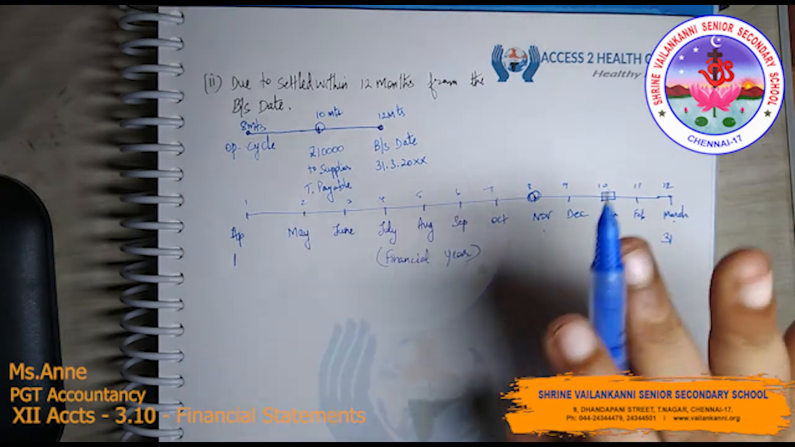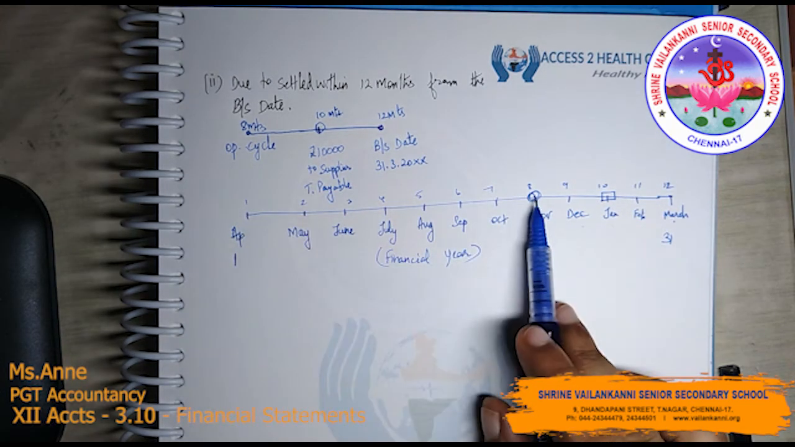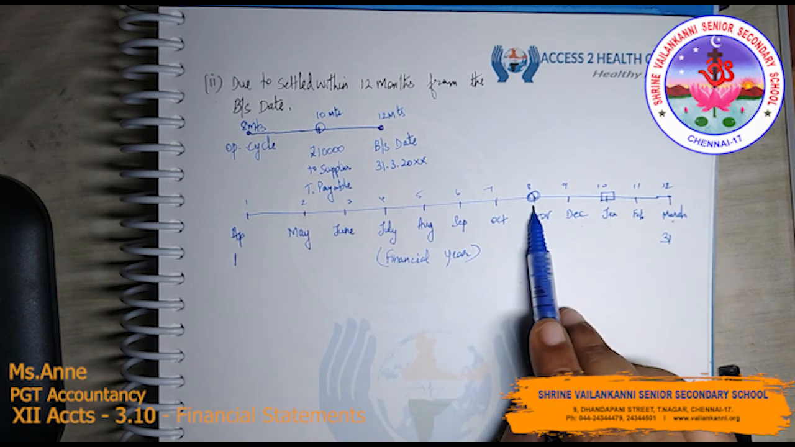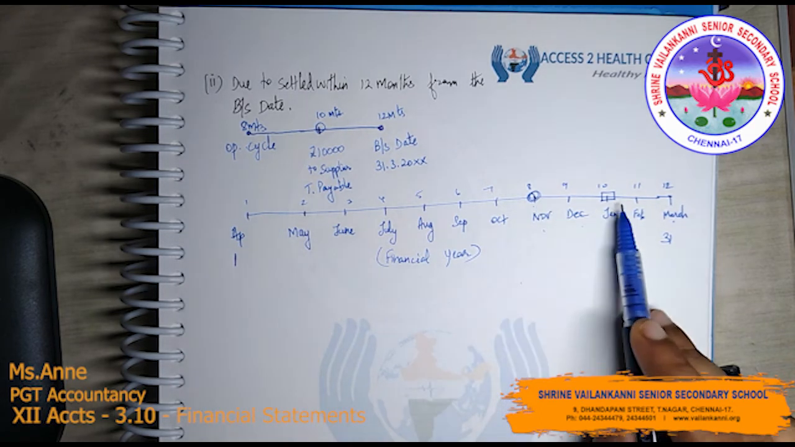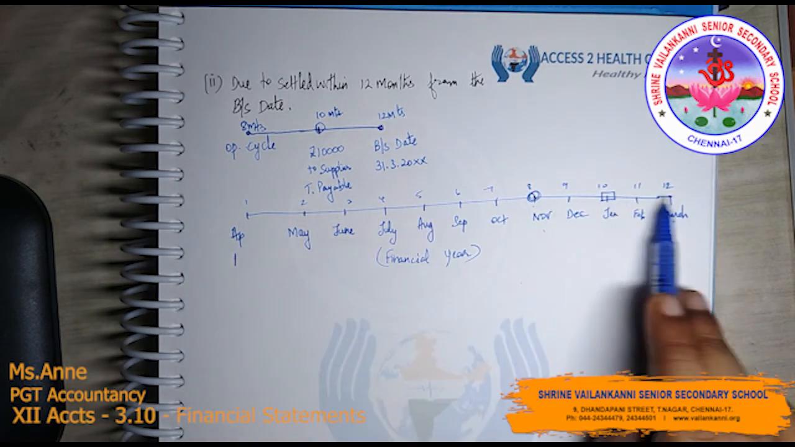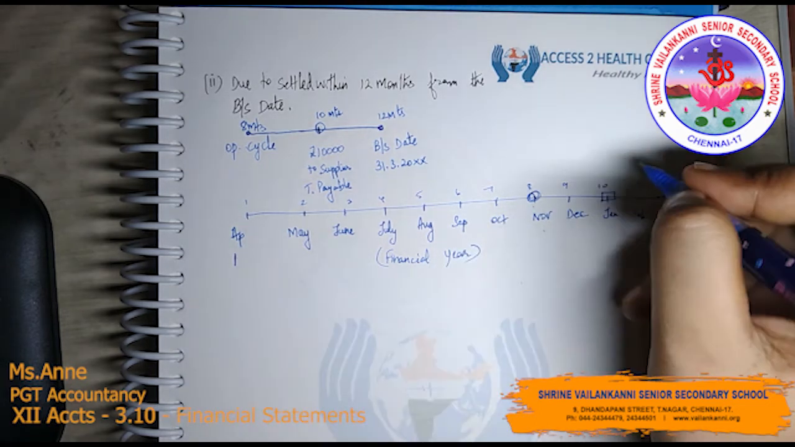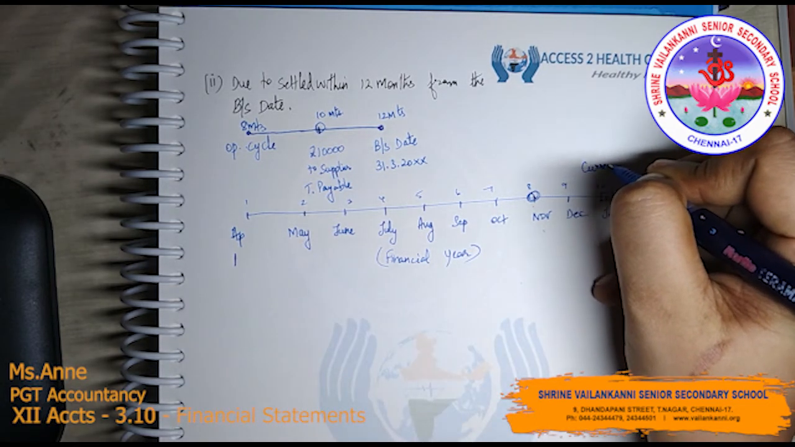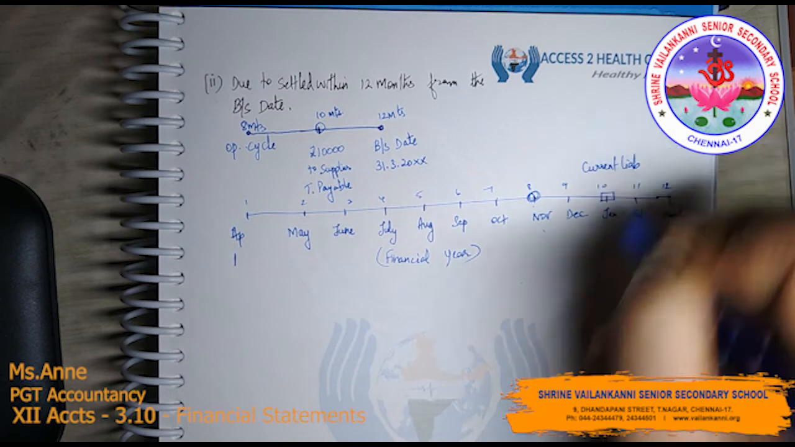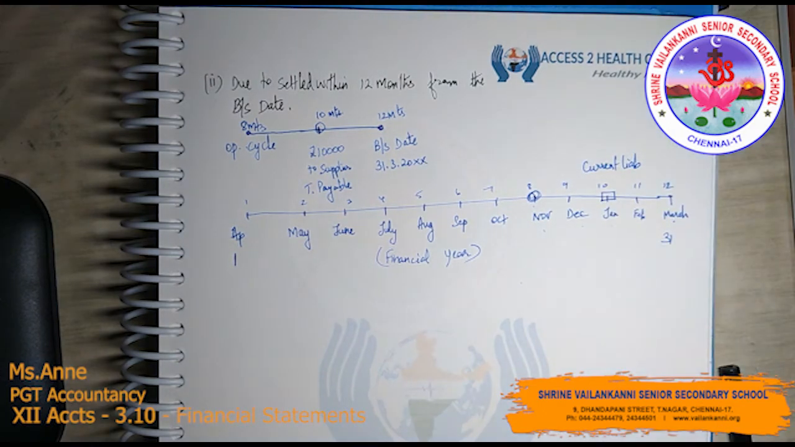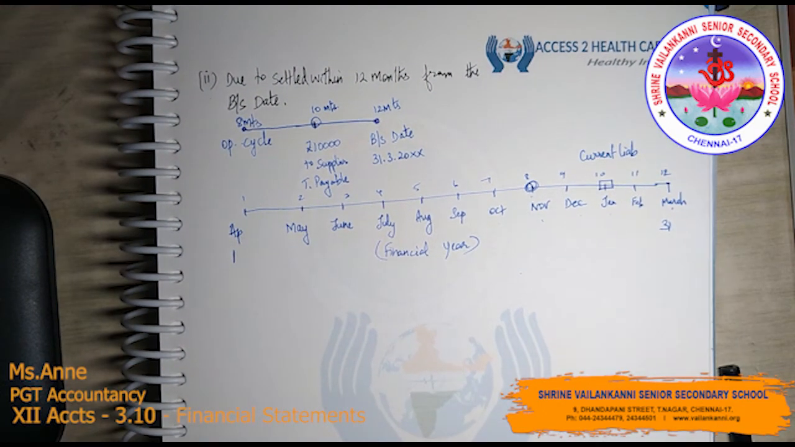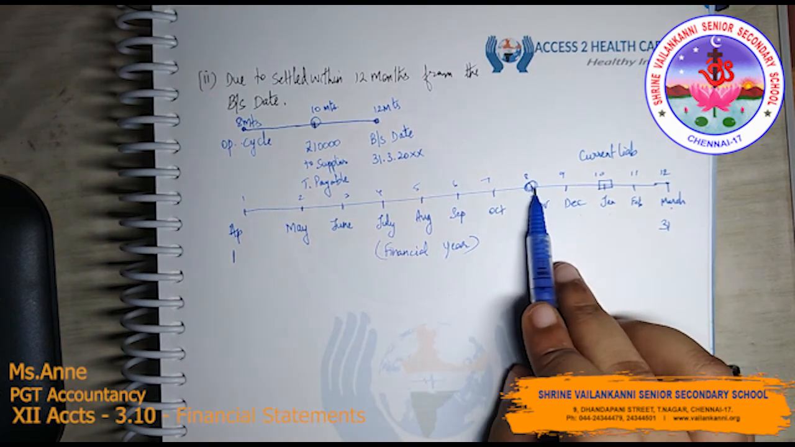So what does the definition say? Even though your operating cycle is 8 months, if you are supposed to settle within 12 months, then you have to take it as current liability. Do you understand? Even though it is beyond your operating cycle.